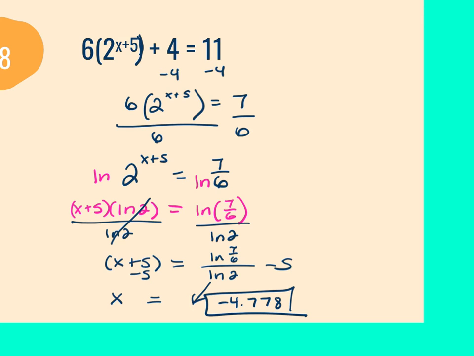Still good? Mm-hmm. Wait, so what was ln 7/6 divided by ln? What did you get? ln 7 divided by 6 divided by ln of 2. 0.22239. And then you would subtract it. And then I subtracted 5.